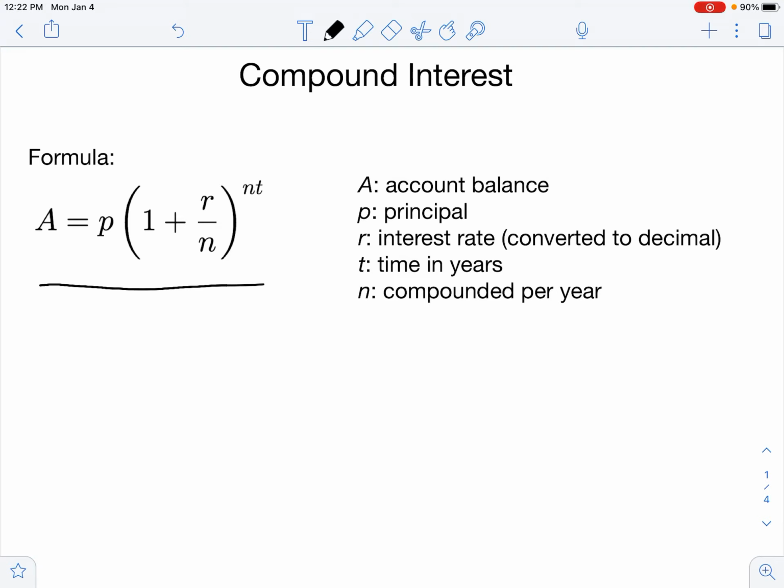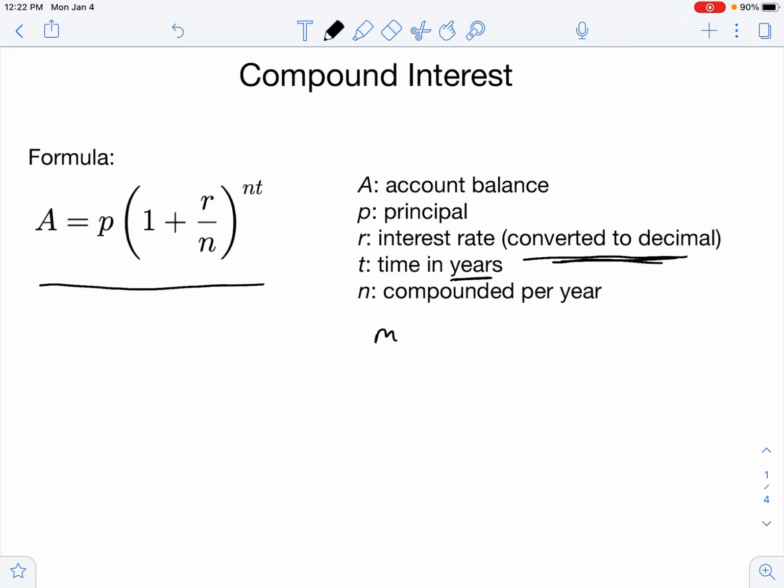So your A value is your account balance, P is the principal amount that you're investing, R is your interest rate. Don't forget that this is converted to a decimal value. T is the time in years. Again, that's extremely important, so you know it's in years. In case it's given to you as months, convert it. And then N is how it's being compounded per year.